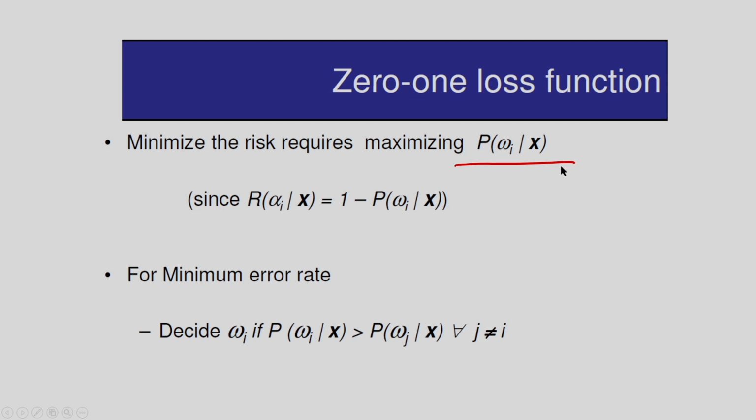So for minimization of the risks, we have to maximize this probability, since the conditional risk is equal to 1 minus probability of Wi given X, and I have to minimize the error. So what is my classification rule? Decide Wi if probability of Wi given X is greater than probability of Wj given X. So that is my classification rule, and this is the concept of the minimum error rate classification.